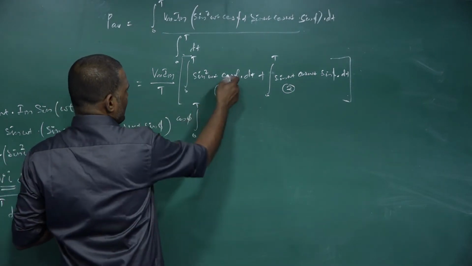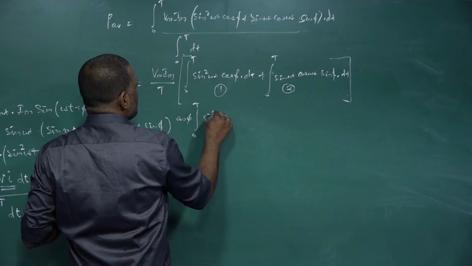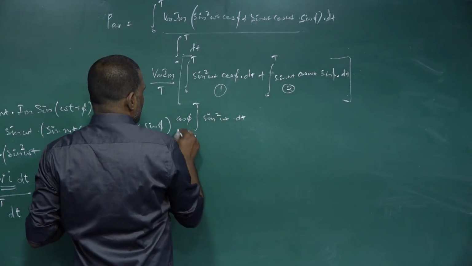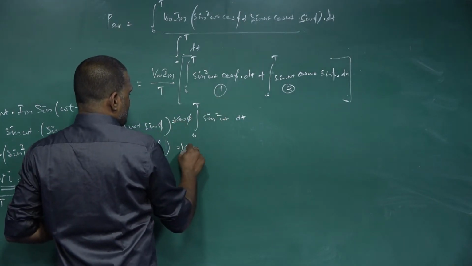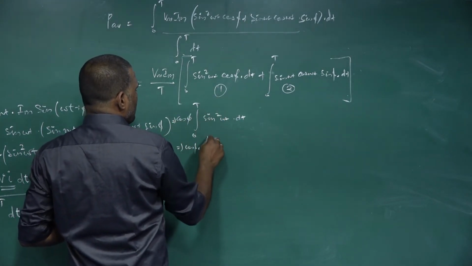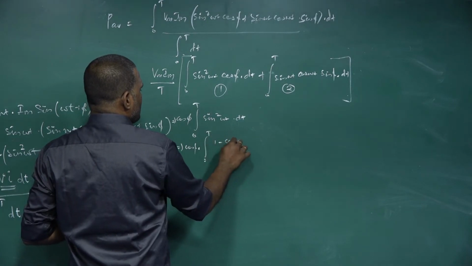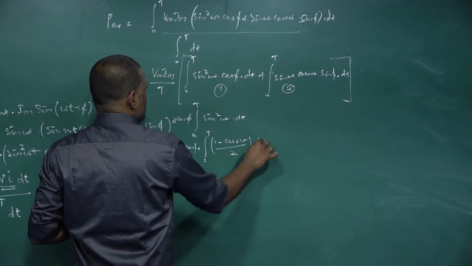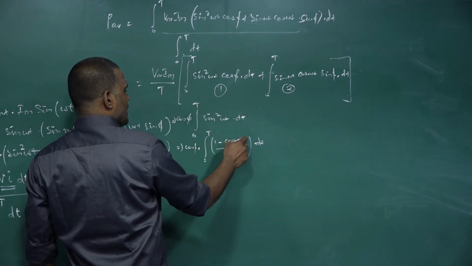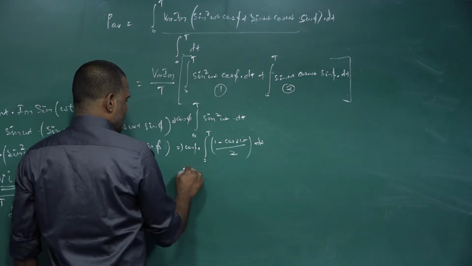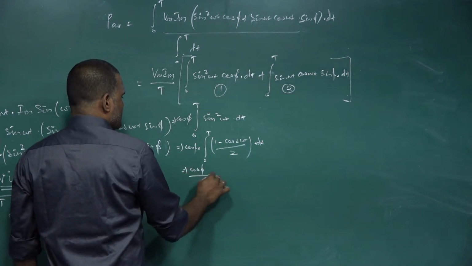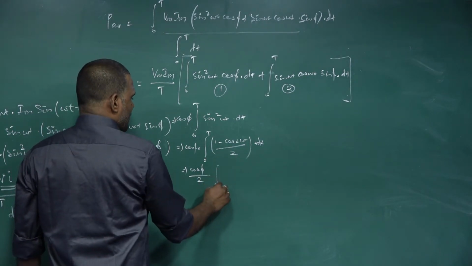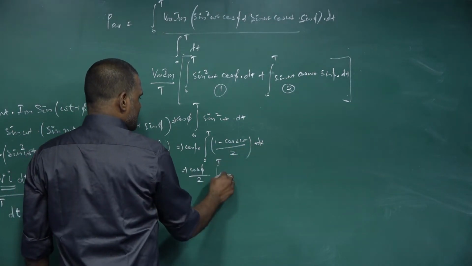Cos phi is taken out, a constant. Integral 0 to T sin square omega t into dt. So this first expression is cos of phi. Sin square omega t can be taken as 0 to T, 1 minus cos 2 omega t divided by 2, into dt. Sin square omega t is 1 minus cos 2 omega t divided by 2. So cos of phi is taken out, 2 is there, which is taken out. I can write integral of 0 to T, dt is taken.